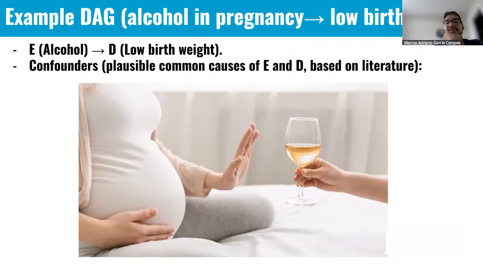Can alcohol also explain low birth weight? Prematurity? Yeah, this is a very interesting variable, prematurity. But I will answer. This is a mediator, because alcohol can cause prematurity, and the child who is born premature, in preterm birth, will have more low birth weight. And so prematurity is in the middle of the pathway, not the cause.